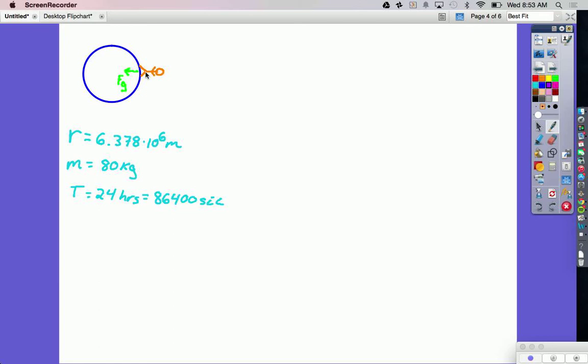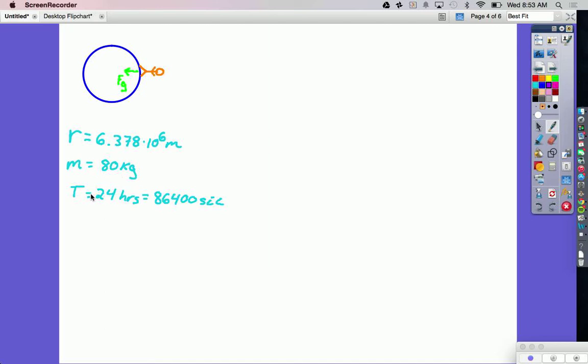We know that the radius of the Earth is 6.378 times 10 to the 6th meters. We're going to just assume the mass of the person is 80 kilograms. And the last piece of information that you would need to solve this problem, although it's not given in the problem, is how long does it take to go around one time? How long does it take to make one revolution on this particular circle?